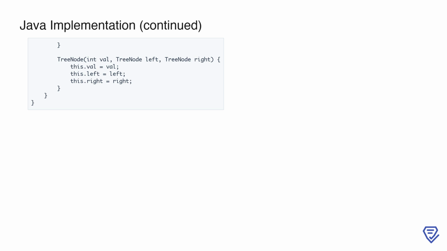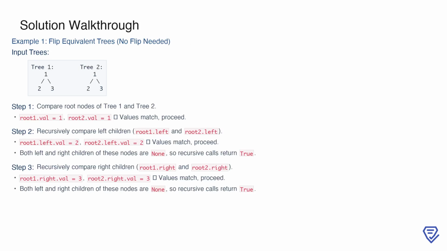Here, we start with an example where no flip is needed to determine if the two trees are equivalent. The input trees both have a root node with the value 1, and each root has two child nodes, 2 and 3. First, we compare the root nodes of both trees. The values match, so we proceed to compare their subtrees.